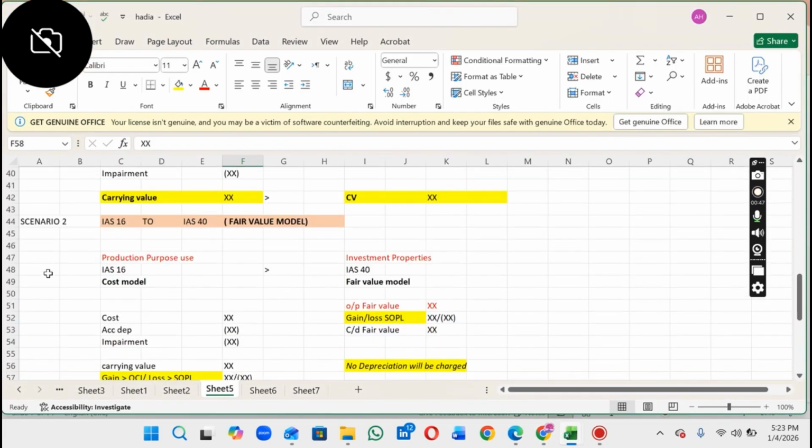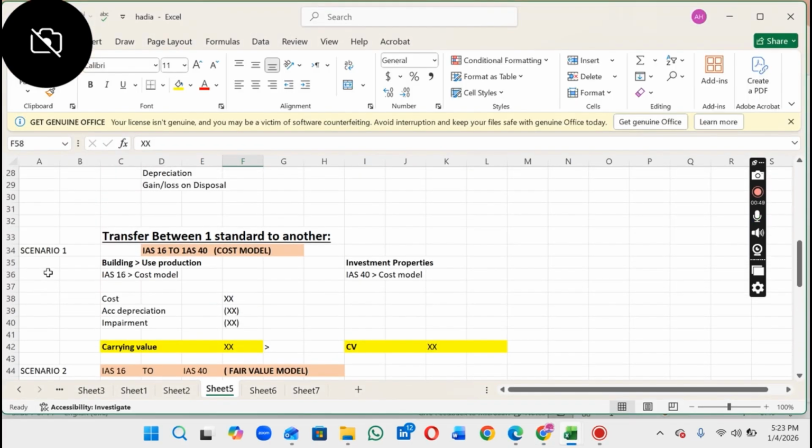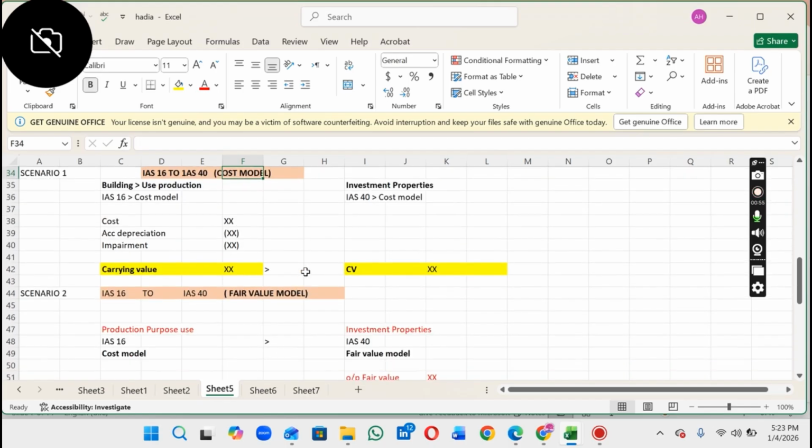Okay, here we have three scenarios. In our first scenario, if we want to transfer our property from IAS 16 to IAS 40 using the cost model, we will just simply transfer the carrying value from IAS 16 to IAS 40.